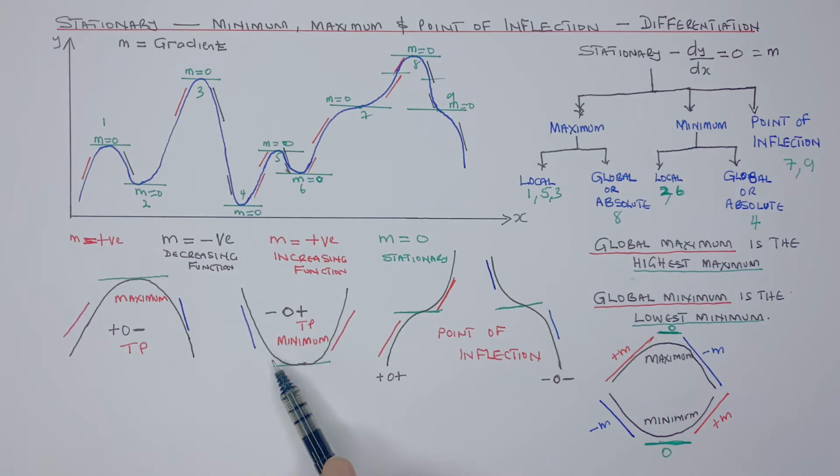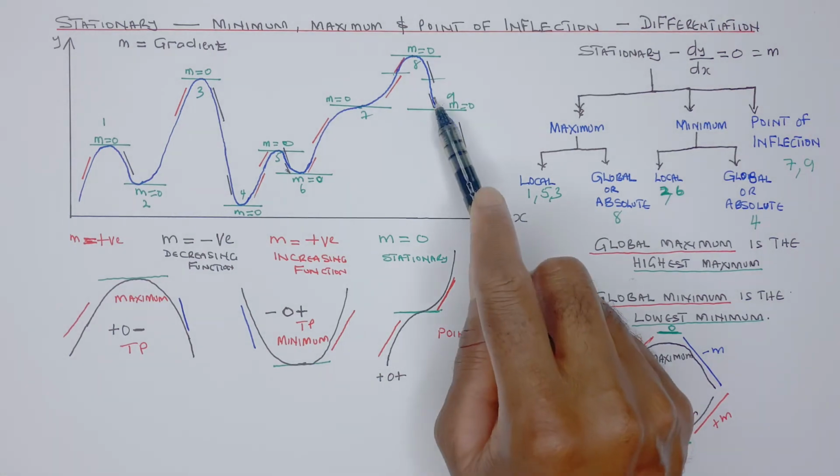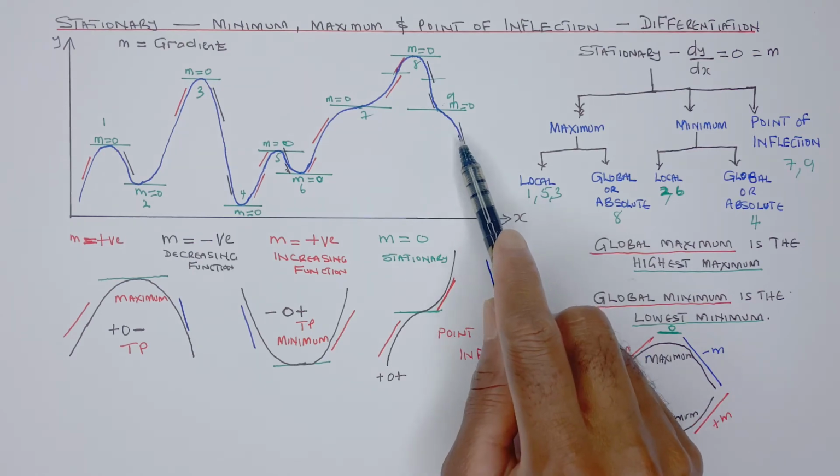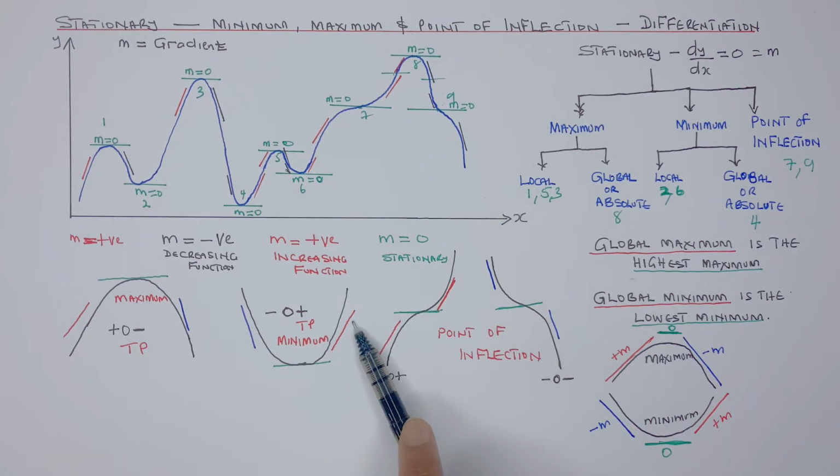Likewise, at a minimum, the gradient is coming down, and then it gets to 0, and then it goes from 0 to positive. Negative coming down to 0, and then negative again, that will be a point of inflection. Negative, 0, and positive is a minimum.